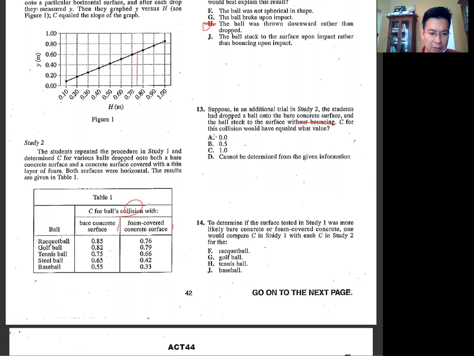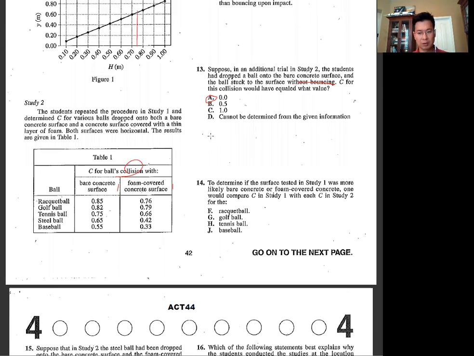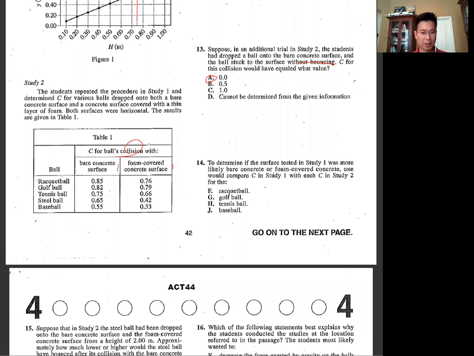Without bouncing means 0. It doesn't come up at all, so it's like stuck there. Maybe something gooey, like a rubber thing, maybe slime, I don't know. So determine the surface tested in study 1: more likely bare concrete or foam covered concrete.